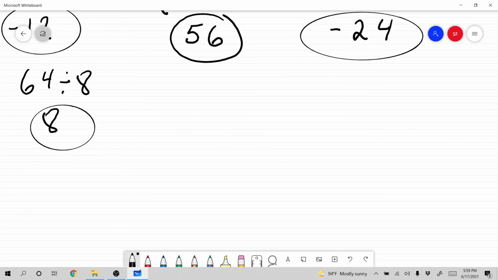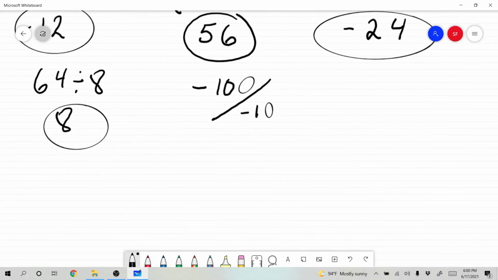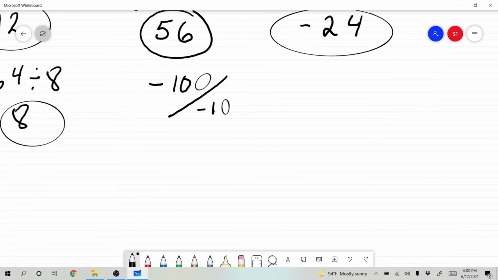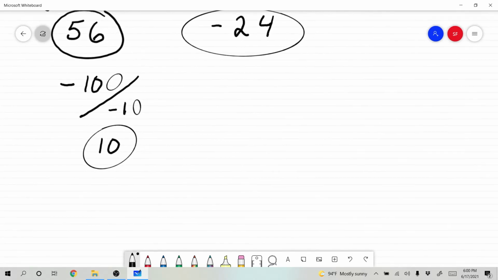Let's slip in division looking just a little bit different. We're going to have negative 100 over negative 10, because remember, fractions are just division, right? So 100 divided by 10 is 10. Same sign, positive. Blammo. Easy money.